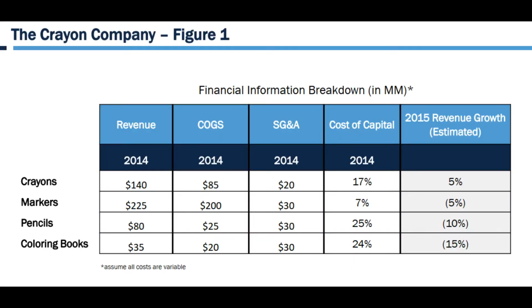Okay, so I'm just going to take a few moments to digest what I'm seeing here. Okay, so before I get into any number crunching, just looking at a high level, what I'm seeing is that across these four different product lines, three of them, markers, pencils, and coloring books, are responsible for the decrease in sales because revenue growth is negative, and with coloring books being the most responsible for that.